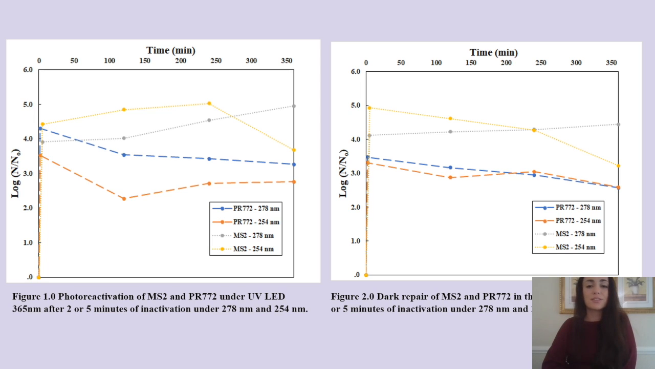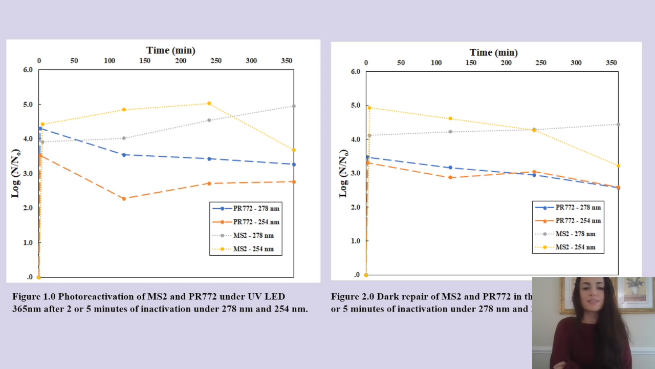Virus PR772 demonstrated a slight regrowth of 27% between initial inactivation and 120 minutes. After 120 minutes, the regrowth of the PR772 cells either decreased or stayed fairly constant for the remainder of the experiment. MS2 had no regrowth except the sample that underwent UV light of 254 nanometers for initial inactivation. This sample demonstrated around a 26% regrowth between 240 minutes and 360 minutes.